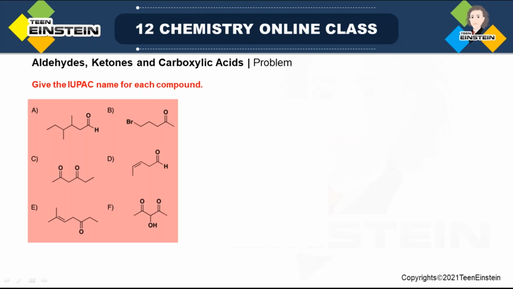Hello everyone. Nomenclature for aldehydes and ketones is what we discussed in the last class. Now we'll see some examples based on these rules, and after finishing that, we'll also see how to prepare aldehydes and ketones and some related problems. Here we have some structures, and we have to write the IUPAC name for each of these structures. Okay.